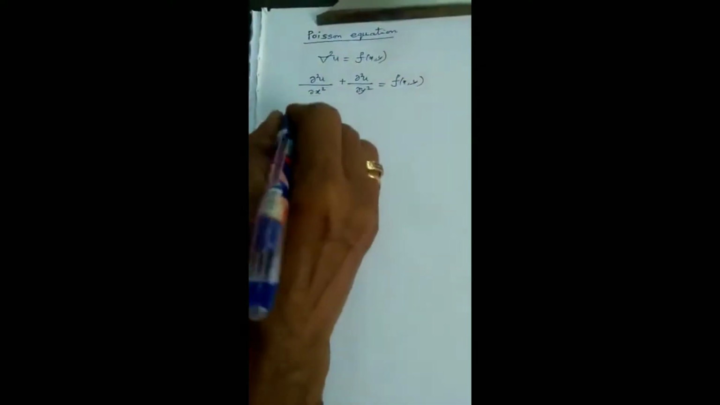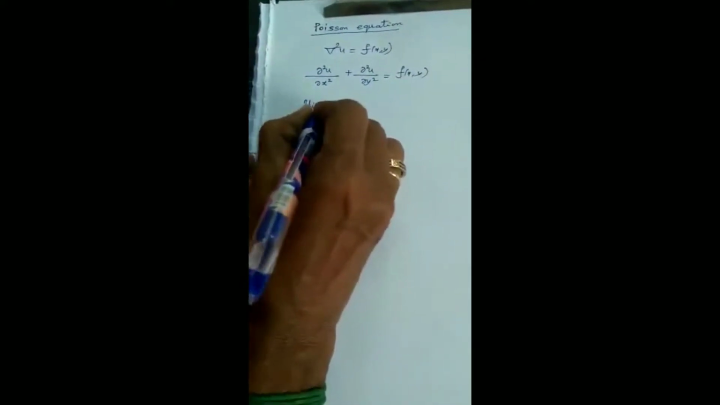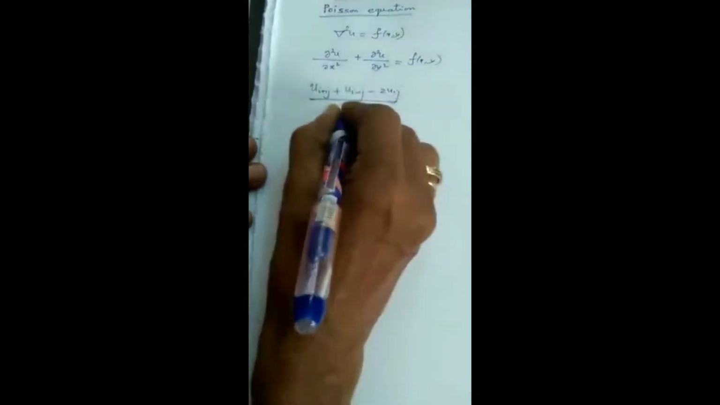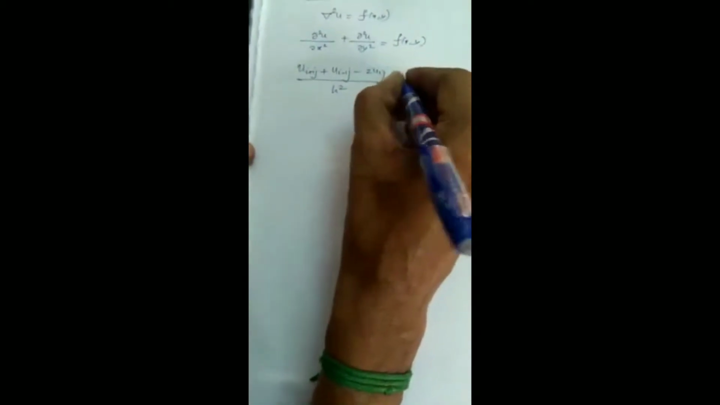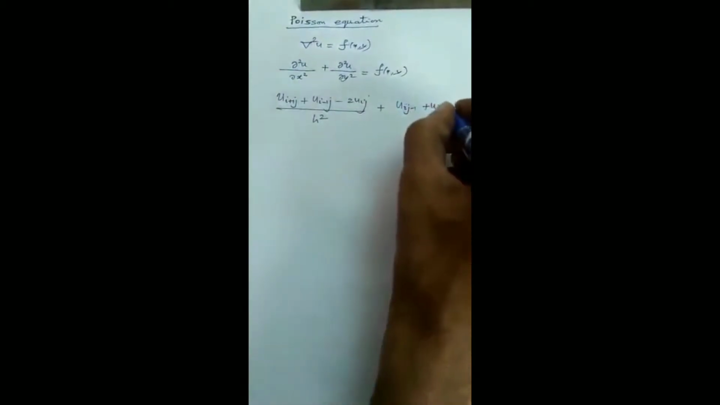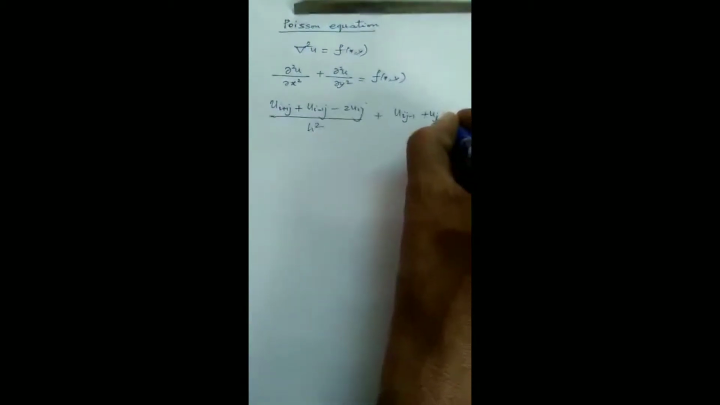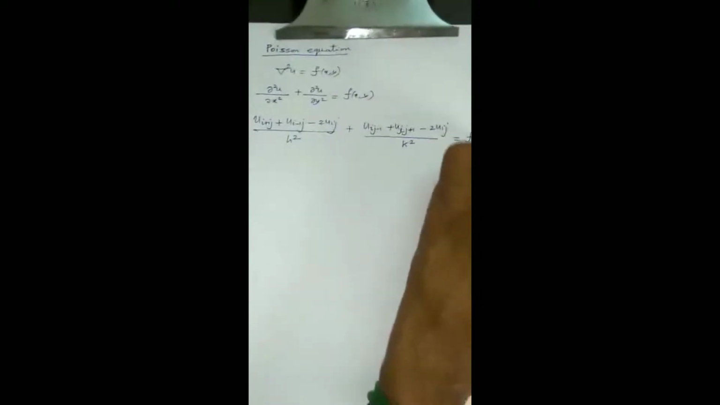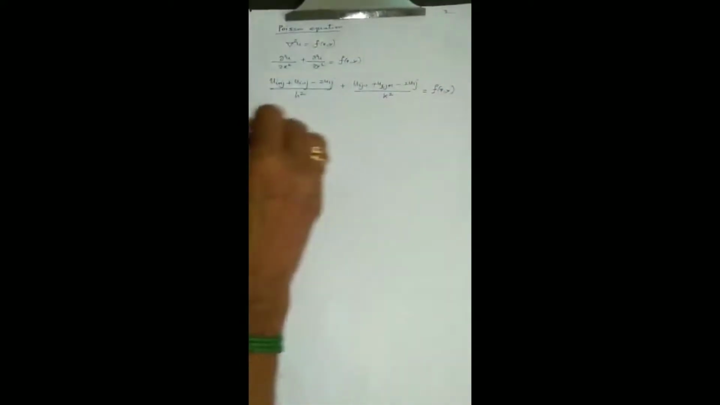You know very well what the finite difference equivalent is for the second partial derivative with respect to x, divided by h square, where h is the step size along the x direction. Similarly for y. So you know the second order partial derivatives in finite difference form, where h is the step size along the x direction and k is the step size along the y direction.